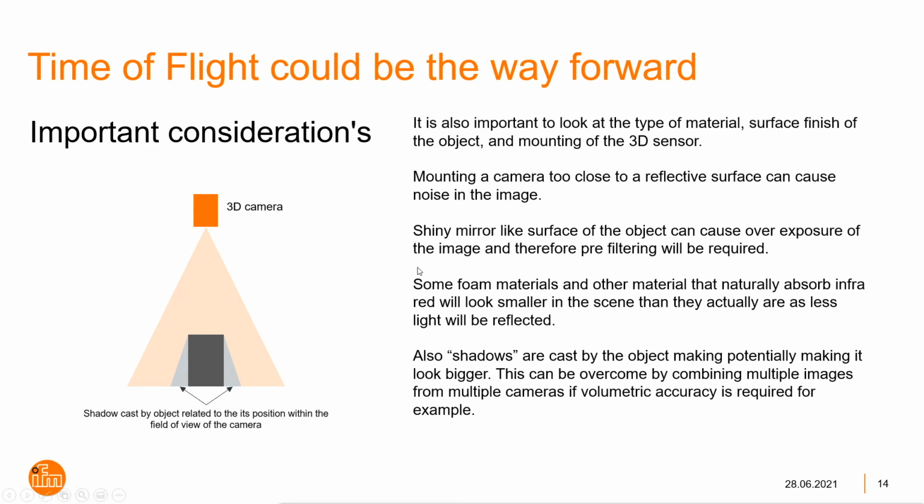A couple of other things to point out as well. If you've got really shiny objects, they can overexpose the image, so you need to change the exposure time, or you maybe need to offset the camera a little bit so it's not looking directly down on the shiny object. And there are some materials that will absorb infrared and will look smaller in the scene than they actually are, but again, it'll be repeatably smaller. So if it's a 100mm diameter ball, it might always look like an 80mm diameter ball, but it will be repeatable.